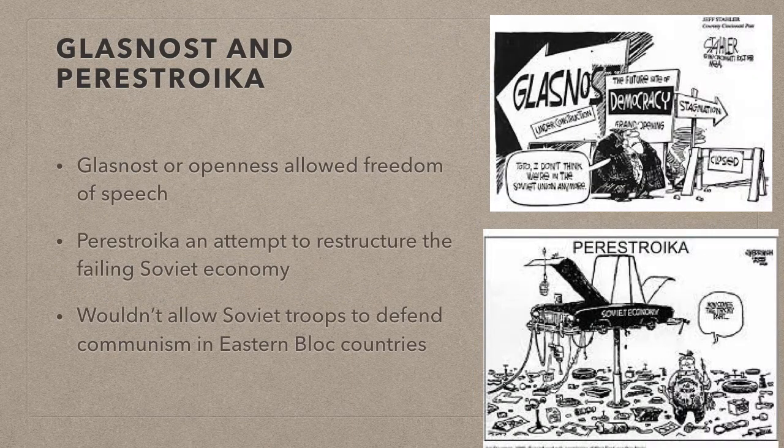Gorbachev came to power with the Soviet economy in turmoil, and the country still involved in the catastrophic Afghan war. He wanted to introduce reforms at home, so he introduced a new policy called Glasnost, or openness, which allowed freedom of speech, and Perestroika, which was an attempt to restructure the Soviet economy. He also informed the communist governments of Eastern Europe that Soviet troops wouldn't be used to defend communism in these countries as it had been before.